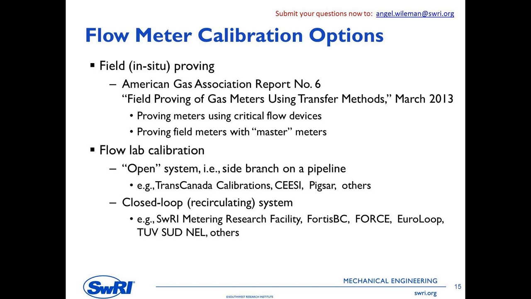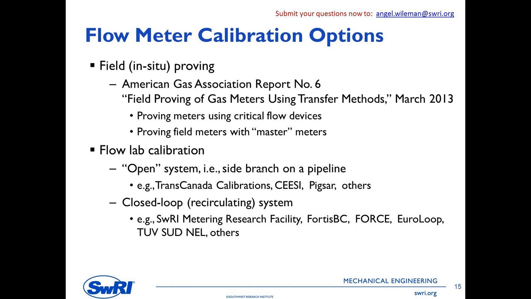AGA report number 6 describes some of the methods that are necessary to do that type of proving and some of the things that you need to consider. Essentially, it all comes down to the slide that I showed you on the previous slide. It's just mass flow. But AGA 6 also covers using critical flow devices and then proving field meters with master meters.